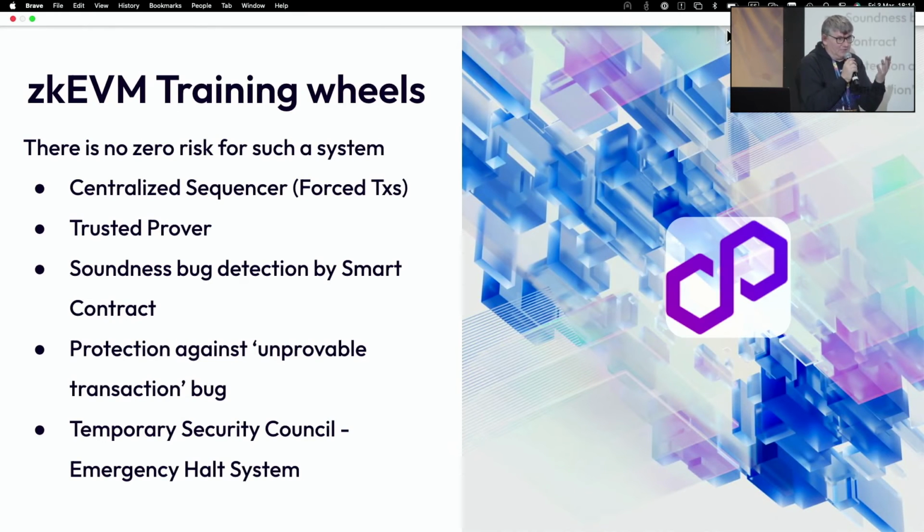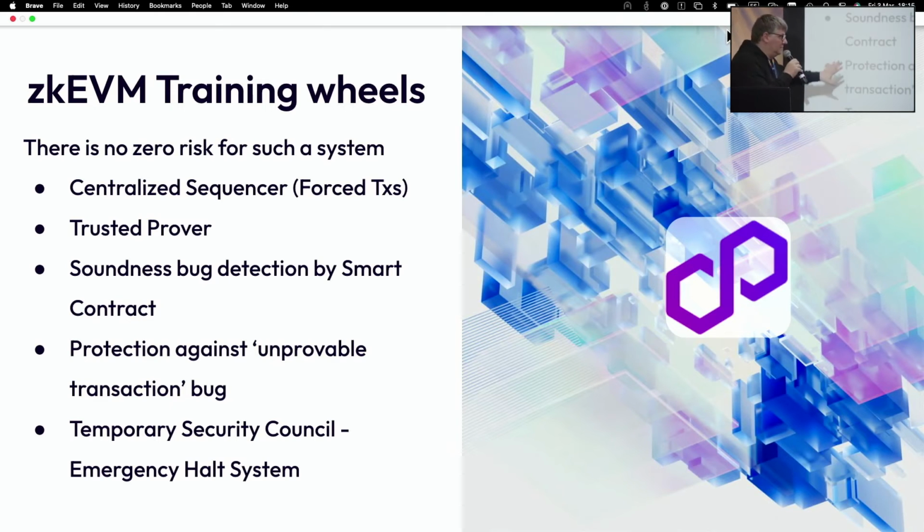I'll explain a little bit. These are the mitigations, the training wheels. Some of them I already explained. We have a centralized sequencer, we have a trusted prover, we have this soundness bug detection by the smart contracts. We have this protection against improvable transactions, and on top of that, at least while we are in beta, we will also add an escape hatch, a kill switch. It's going to be a security council that at any moment will be able to push a button and halt the system so that we can upgrade. This is going to be run by independent people from Polygon, and it's just going to be temporary.